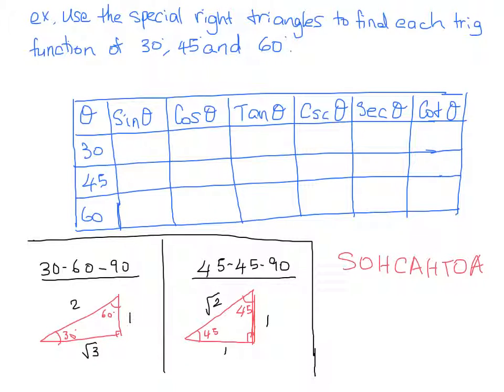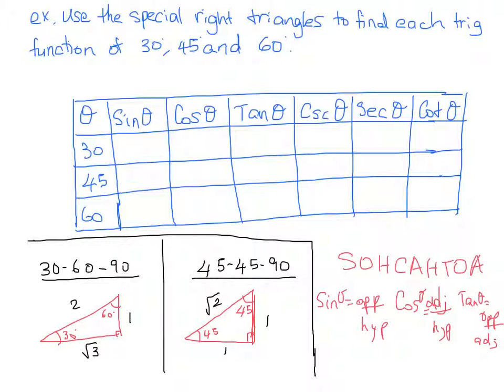Alright, so sine equals opposite over hypotenuse, cosine equals adjacent over hypotenuse. I'm skipping some important things here, like equal signs. And tangent theta equals opposite over adjacent. Alright, so that's important to know.